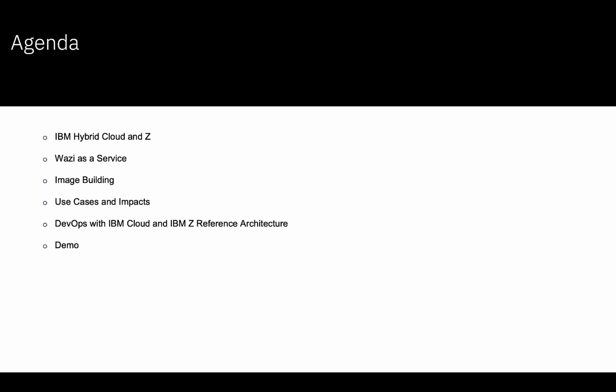I will start with our strategy around hybrid cloud and Z and review some of the services that are designed to help enterprises in the areas of application development and security on IBM Cloud. I will then describe our z/OS as a service offering, which is the core part of the DevOps setup that we will be demoing. I will talk about image building and how you can bring your own LPAR images to the cloud for use with z/OS as a service instances. We will look at the use cases and impacts.